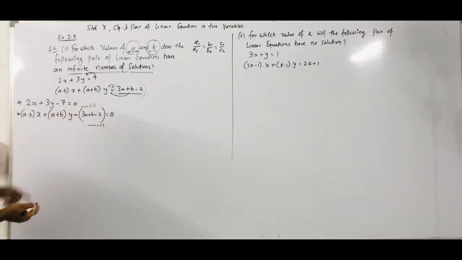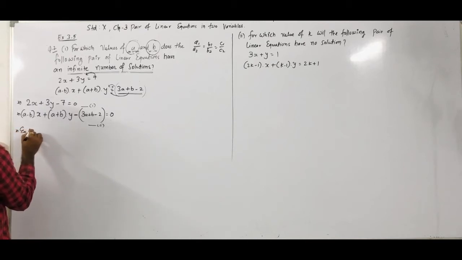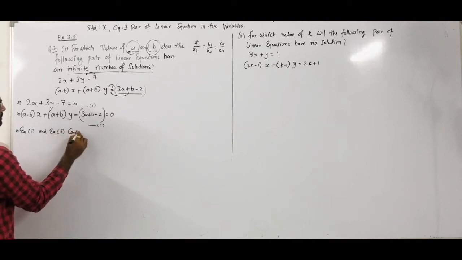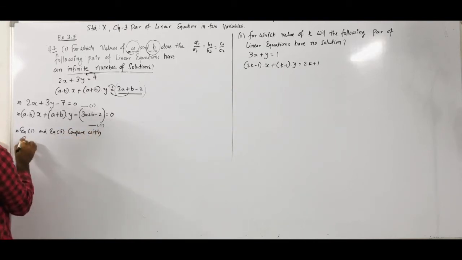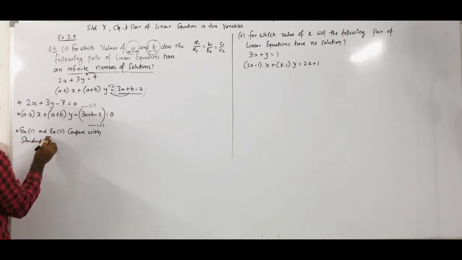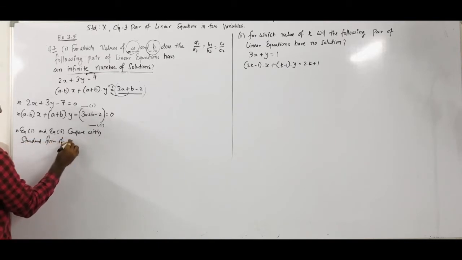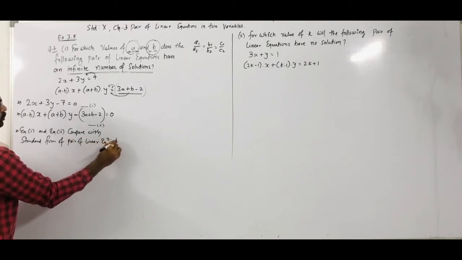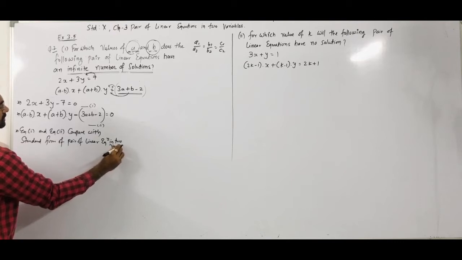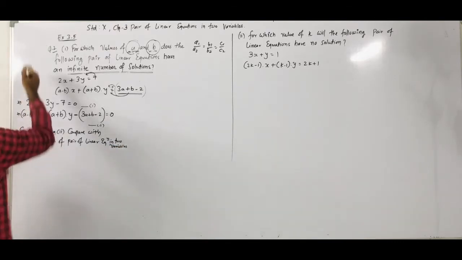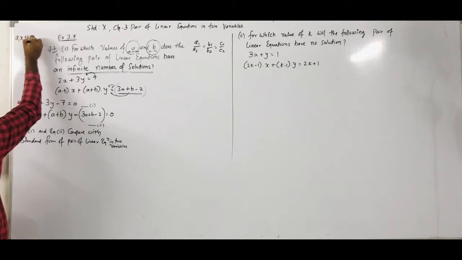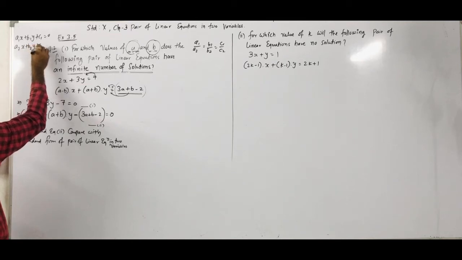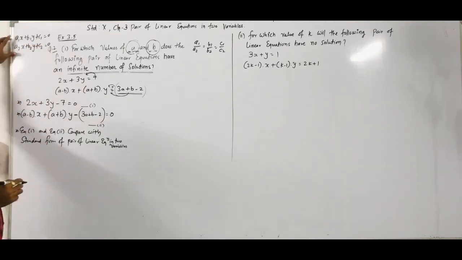So equations 1 and 2 we have to compare with the standard form of a pair of linear equations in two variables. Here I directly write a1x plus b1y plus c1 is equal to 0, a2x plus b2y plus c2 is equal to 0. This is the standard form of a pair of linear equations.